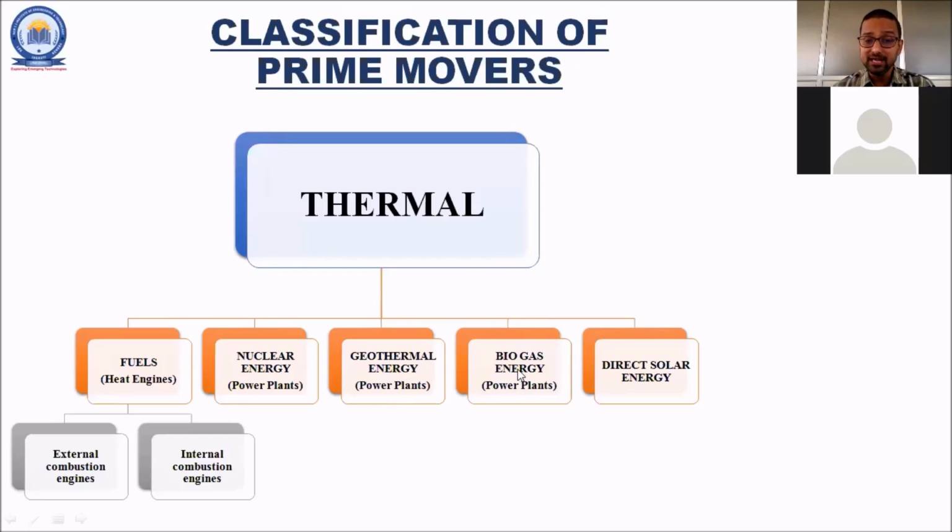The next type is the biogas energy. The examples are the biogas plants or the natural gas plants. In simple terms, we know it as the gobar gas plants for producing the CNG, etc. And the final category of the thermal prime movers is the direct solar energy. With the advancements of the technologies, we are developing several mechanical systems which are using the solar energy as the input parameter, and finally we are generating the useful work. So this is the wide classification of the thermal category of the prime movers. As you have understood from the names, this category is concerned with the heat energy.